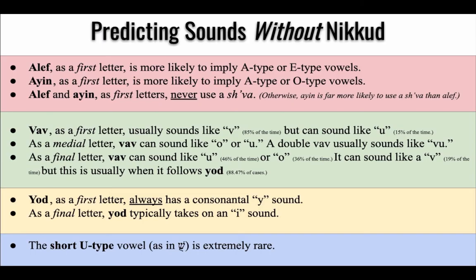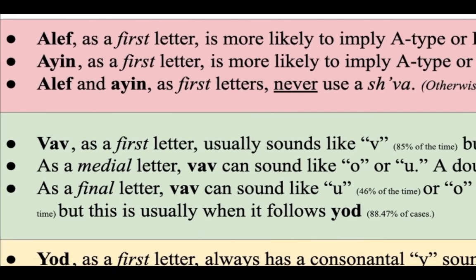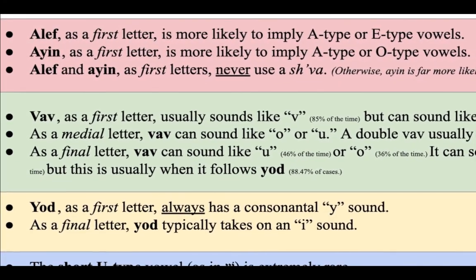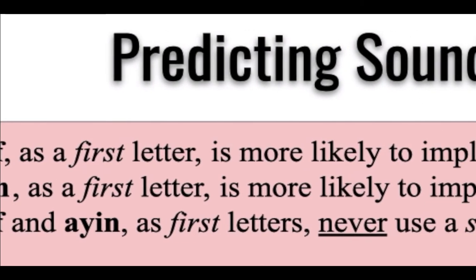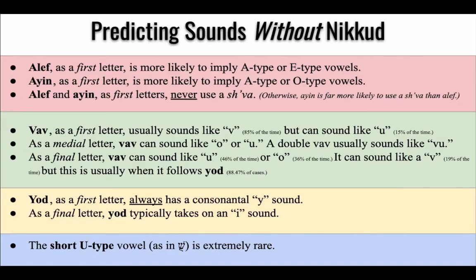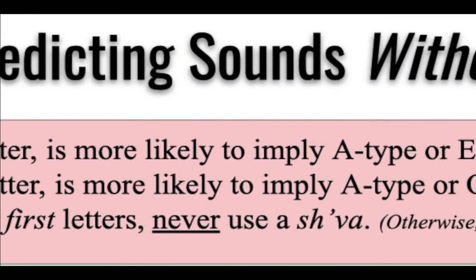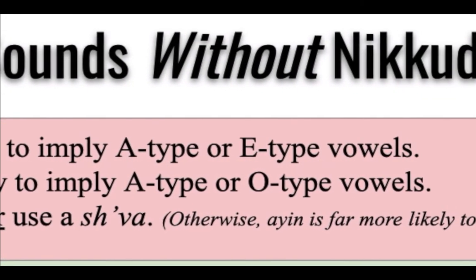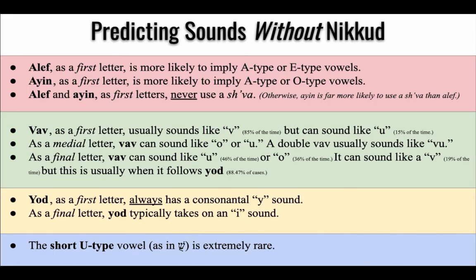Now let's get into the next part. Aleph as a first letter is more likely to imply an A-type or E-type vowel. So an A or an E sound is the first letter. If you're not using Nikkud, ayin as a first letter is more likely to imply A-type or O-type vowels. So A or O. Aleph and ayin as first letters never use a shva. Otherwise, ayin is more likely to use a shva than Aleph if it is not the first letter in the word.